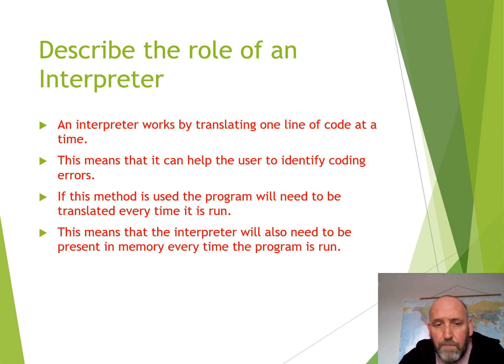The interpreter works by translating one line of code at a time. This means it can help the user identify coding errors. It points the errors out as you go along. The code needs to be translated every time it is run. And this means that an interpreter will need to be present in memory every time. So the first 2 points would be advantages, and the last 2 points would be disadvantages.